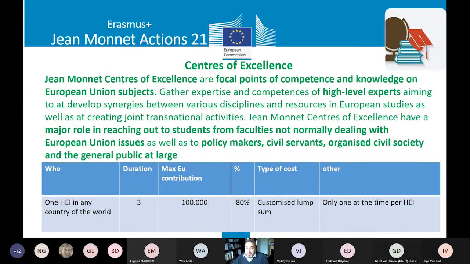So after the chairs, we have the center of excellence. It should already be a person who has dealt for years with European studies and European integration at the academic level. There is only one center of excellence per higher education institution. Two centers of excellence can apply, but only one will be selected. The Jean Monnet Center of Excellence is a focal point of competence and knowledge on European Union subjects. They gather expertise and competence of high-level experts, developing synergies between various disciplines and resources in European studies, as well as creating joint transnational activities.